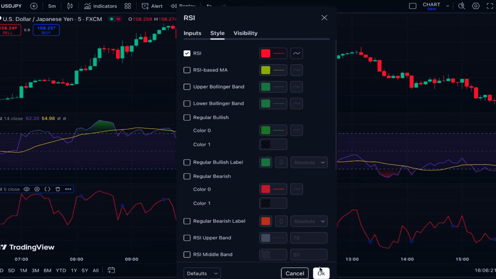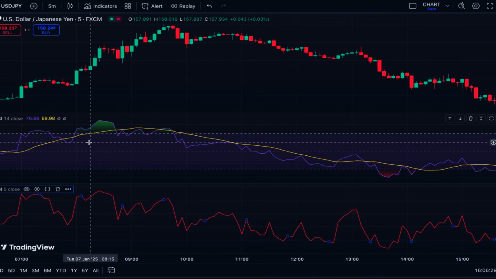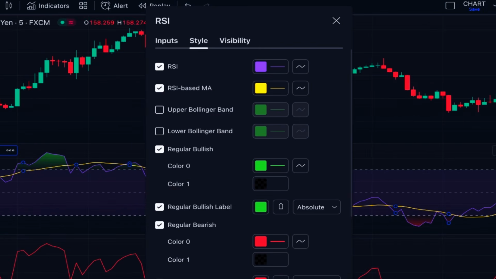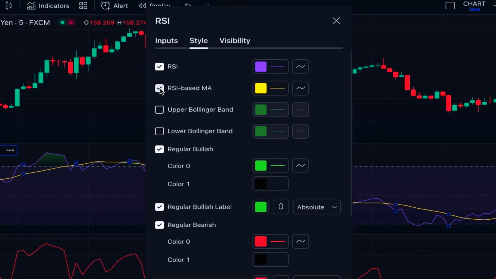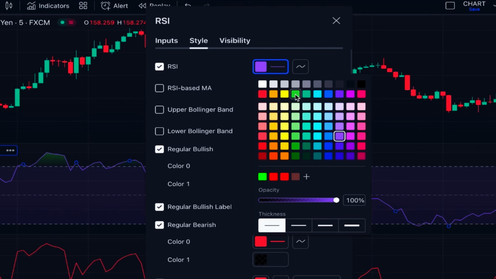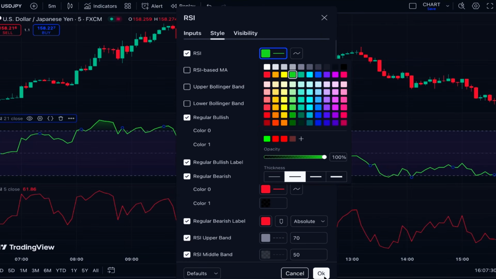Alright, we're done with the first RSI. And now for the second RSI, we go to the settings of the indicator. And first here in the inputs tab, for RSI length, we set it at 21. And then here in the style tab, we remove the RSI moving average line. And then for the RSI line, we change the color to green. And also we increase the thickness of the line. Alright, we're also done with the second RSI.